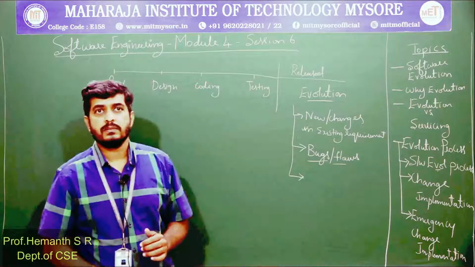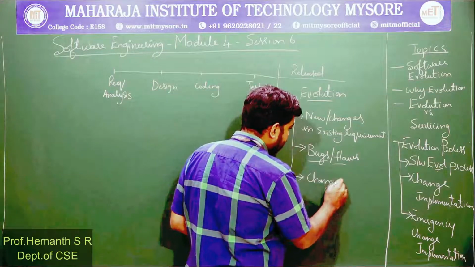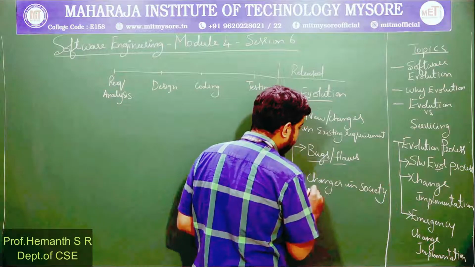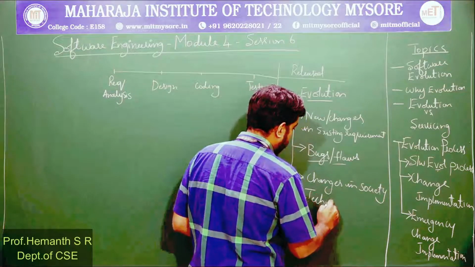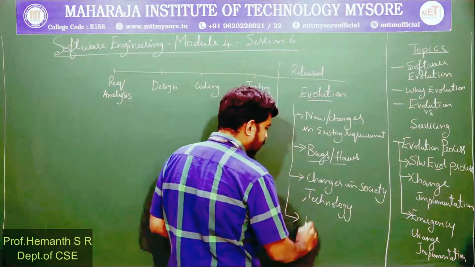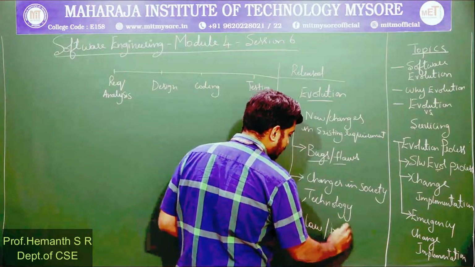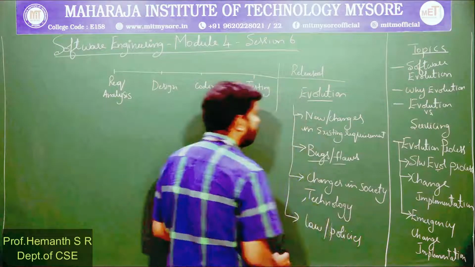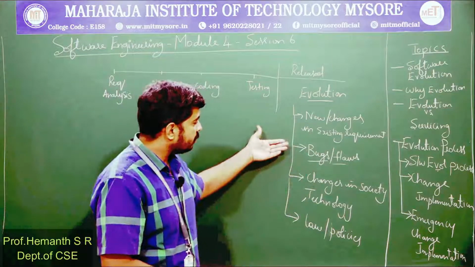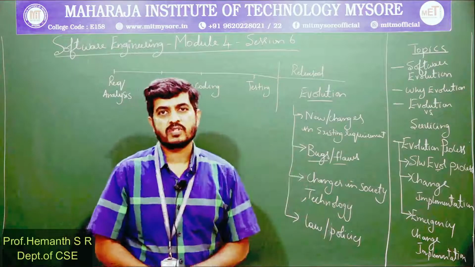So these can trigger changes: changes in the society, as explained, or technology. Changes in the law, regulations, or policies. All these things can contribute to new requirements that will result in evolution of the software.